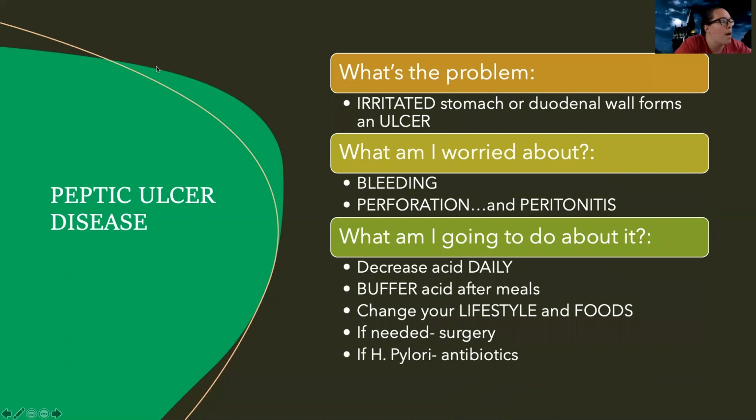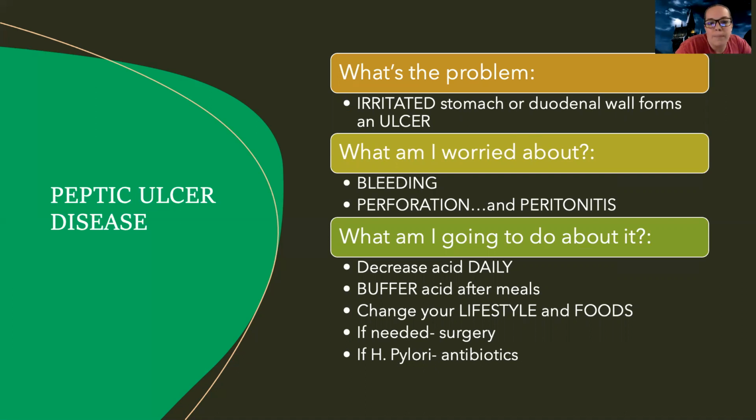So let's talk about peptic ulcer disease. What is this? The problem is that the stomach gets irritated and ulcers form, and they can form either in the stomach or in the duodenum. The biggest things I'm worried about when it comes to an ulcer is that there's going to be bleeding. And on the other end of things, that ulcer can erode so badly that there can be perforation and then peritonitis.